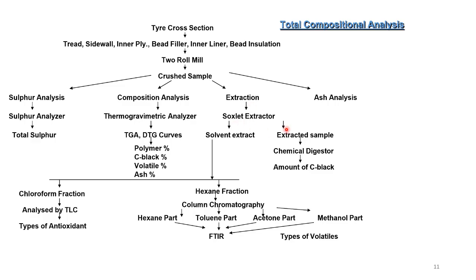Then extraction using the Soxhlet extractor, the solvent was extracted, and the sample can also be treated using a chemical digester, and the amount of carbon black is then determined. From the solvent extractor, we have a chloroform fraction and a hexane fraction. The chloroform fraction can be analyzed using thin layer chromatography, and we can get the types of antioxidants present. The hexane fraction we can pass through column chromatography. Then we have a hexane part, a toluene part, an acetone part, and a methanol part. These are again analyzed using FTIR to get the types of volatiles. Then we can analyze the ash, which can also be done to observe the decomposed product.